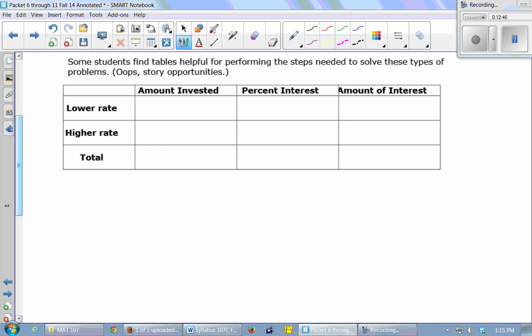So let's try to fill this stuff in with what they told us. So how much total money are we investing? 10,000. So I'm going to put that in my amount invested in the total block. My percent interest, my lower rate is 4%, and my higher rate is 8%. I don't need to fill that in yet. What is the total amount of interest I'm hoping to earn? 550. I can put this here.